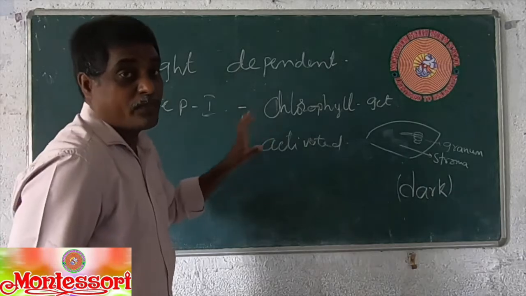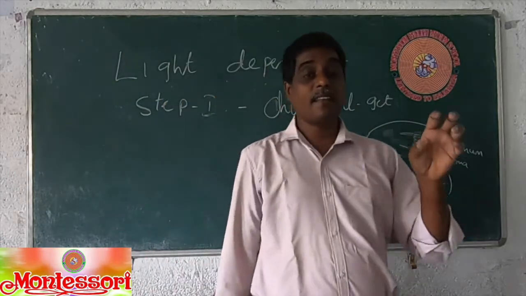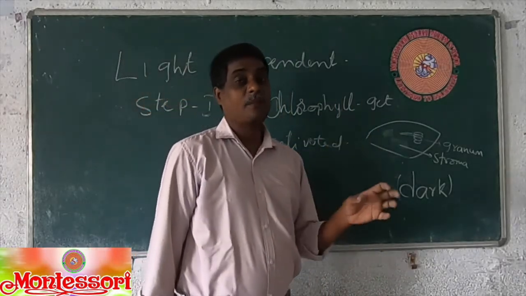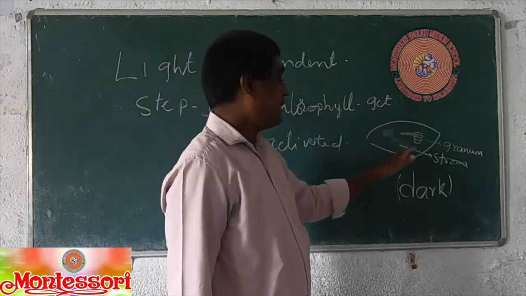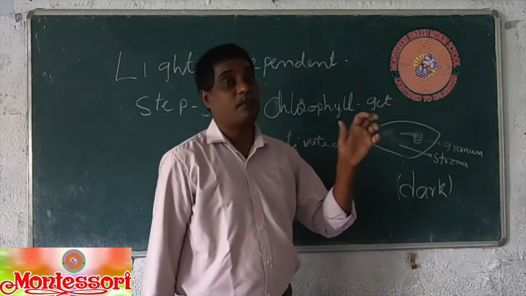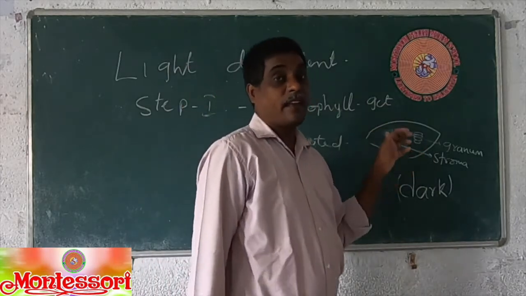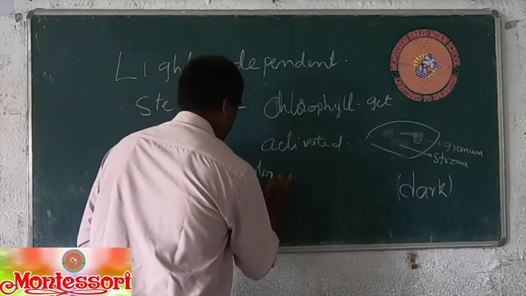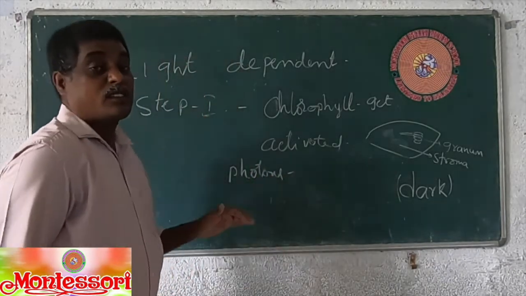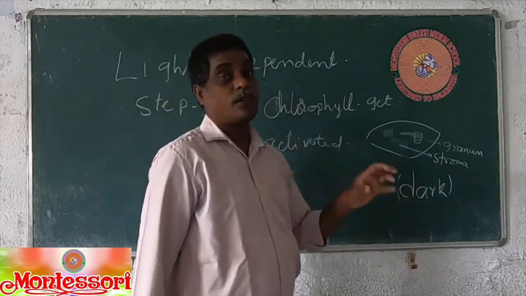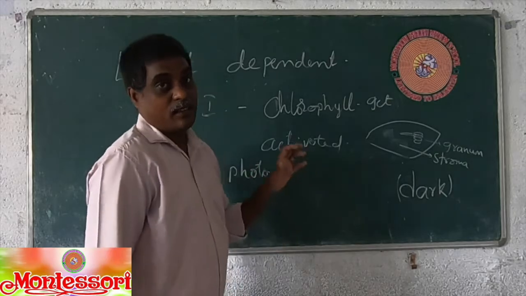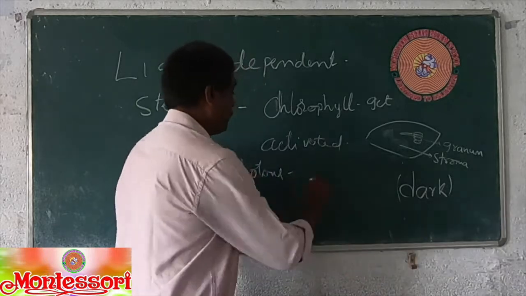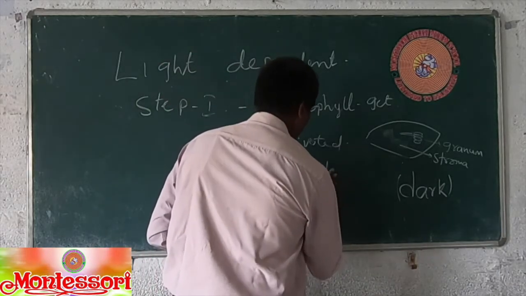In this first step, chlorophyll gets activated. How does it get activated? By absorbing the sunlight, or the solar energy. The energy it absorbs is in the form of photons. Photons mean the smallest unit of light energy. So the smallest unit of solar energy is the photon energy.